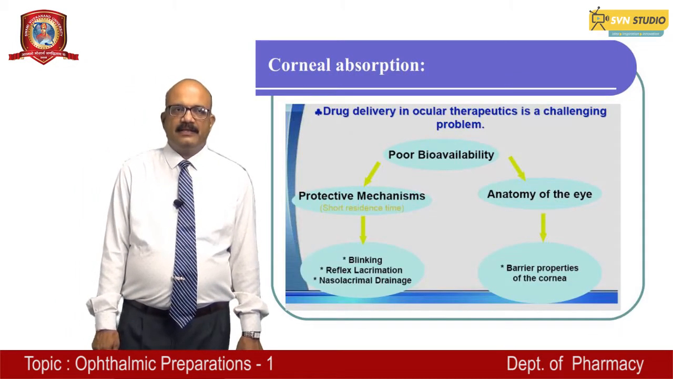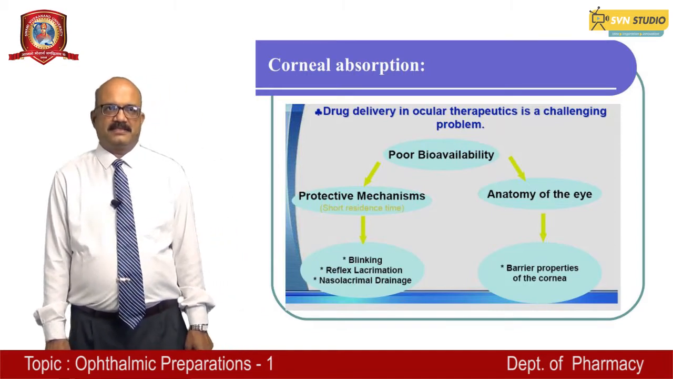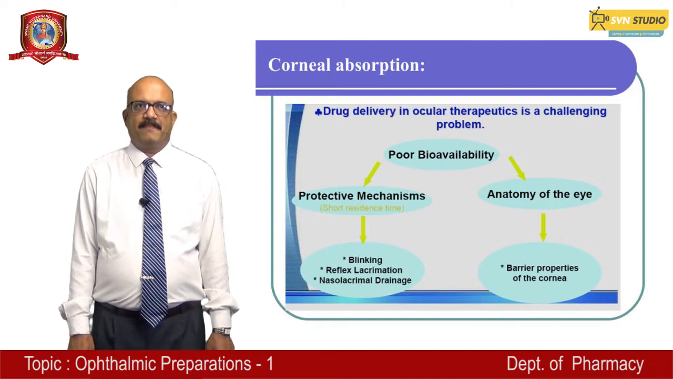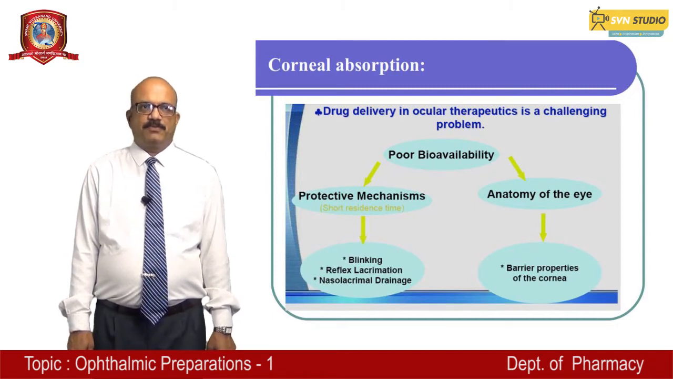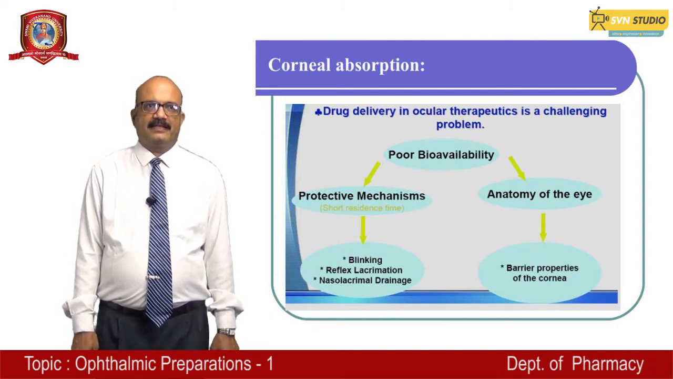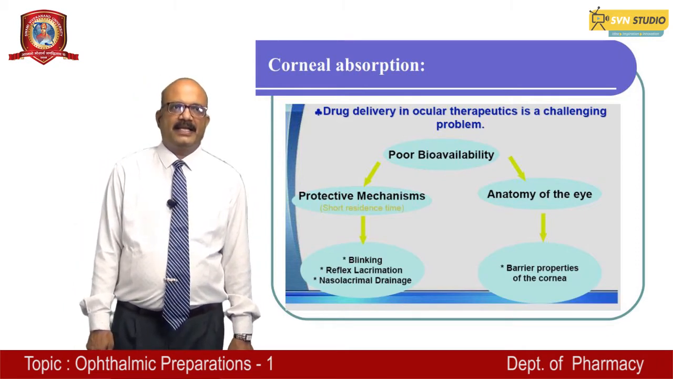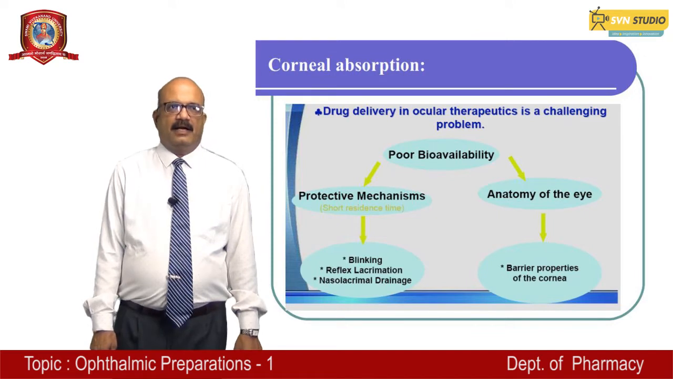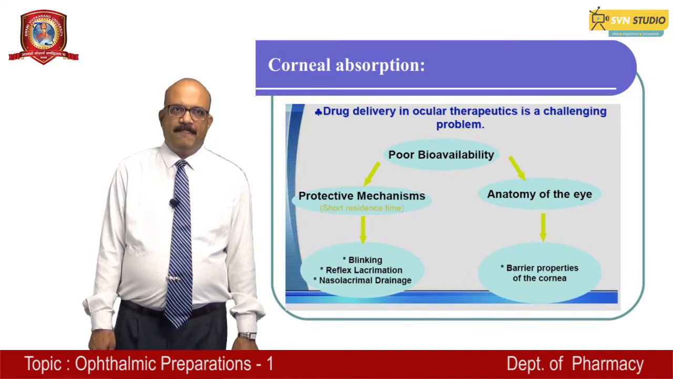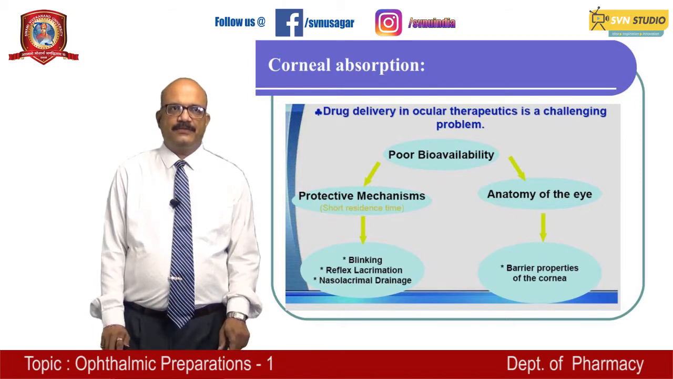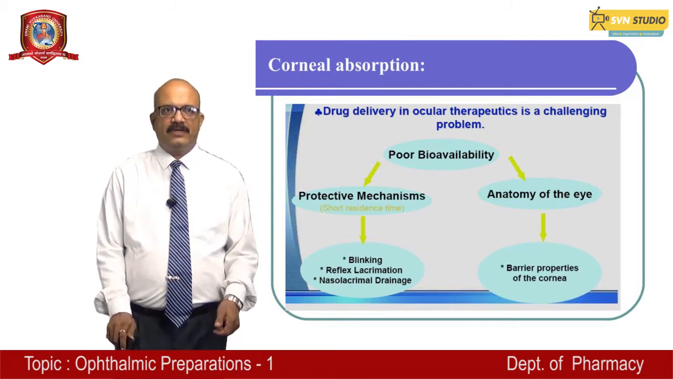The slide is showing how the corneal absorption takes place, when the drug delivery in ocular therapeutics is a challenging problem. If the drug has poor bioavailability, in that condition the protective mechanisms take place: the blinking, reflex lacrimation, nasolacrimal drainage, and the anatomy of the eye, that is the barrier properties of the cornea. Here you can see that this is all correlated with that.